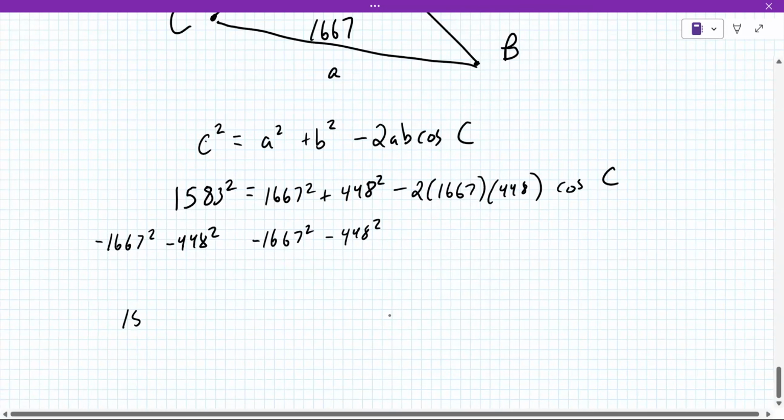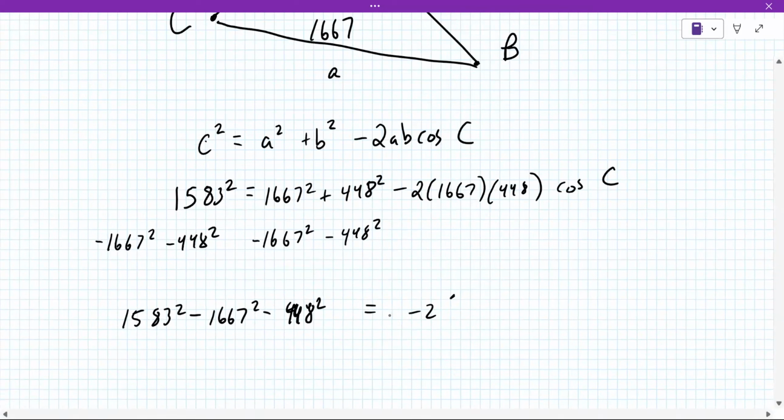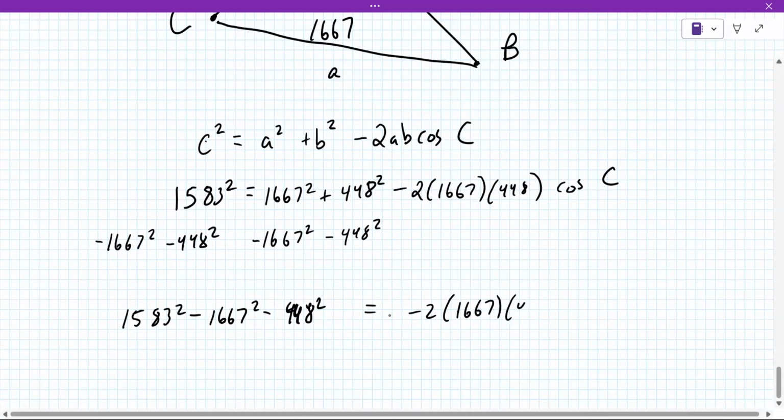So it ends up being 1,583 squared minus 1,667 squared minus 448 squared equals negative 2 times 1,667 times 448 cosine C.